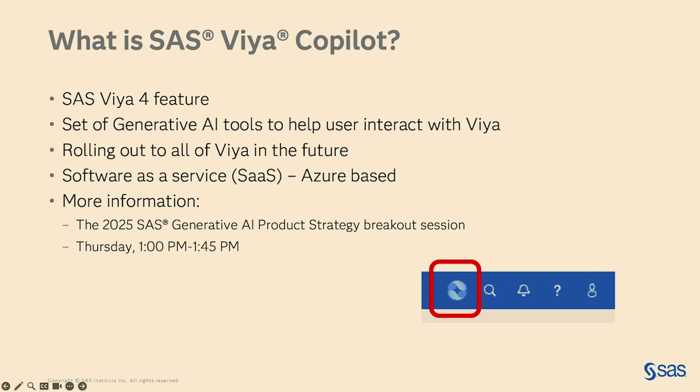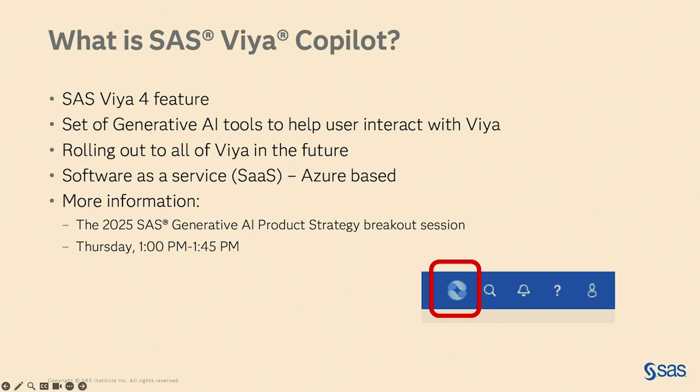Now, the Copilot itself is actually not just what you see today inside of Model Studio. It's actually a set of features that's going to go across all of Viya. And so we're going to be rolling that out piece by piece in different applications. It is a software as a service piece, or it's Azure-based. I'll talk a little bit more about that when we get into the architecture in just a second.